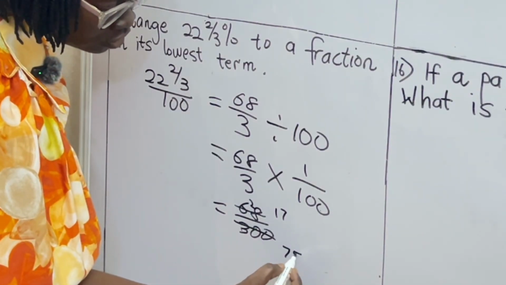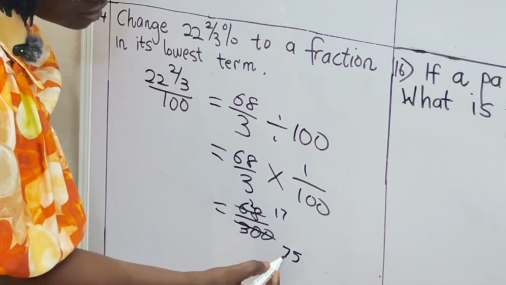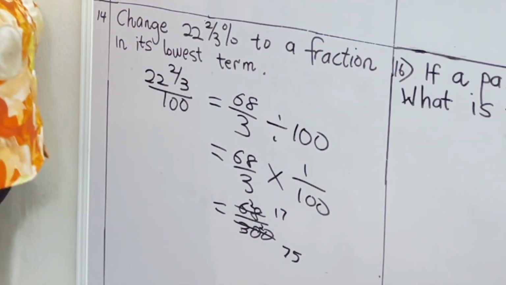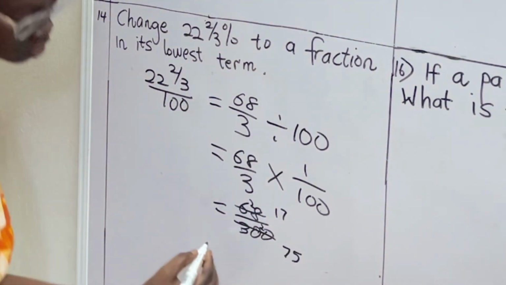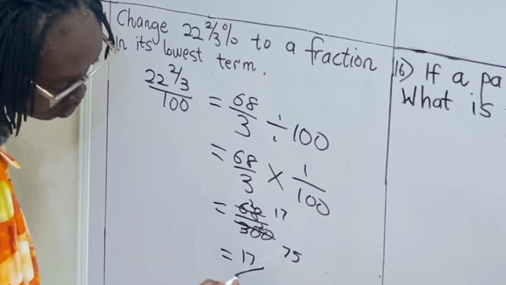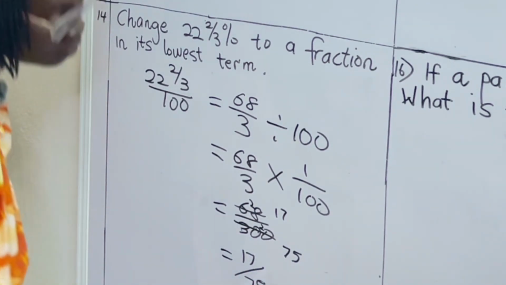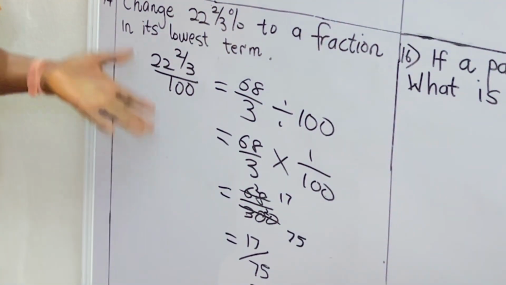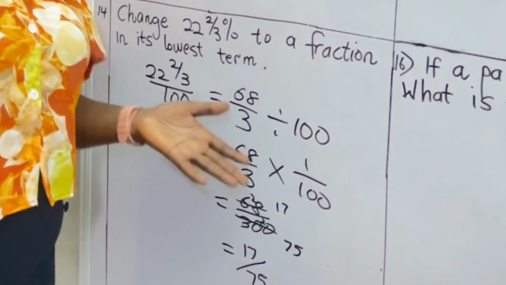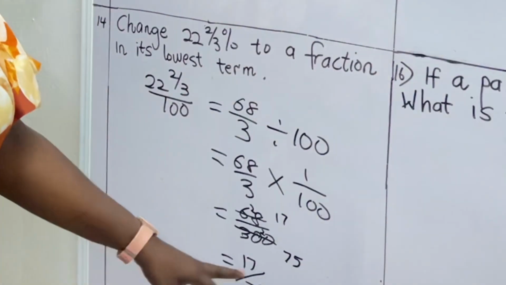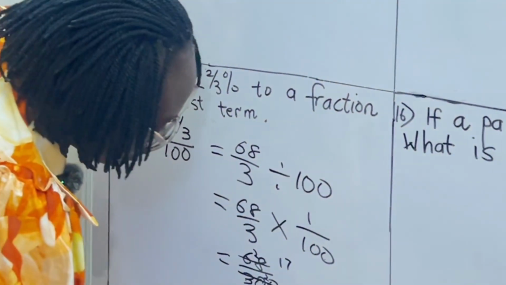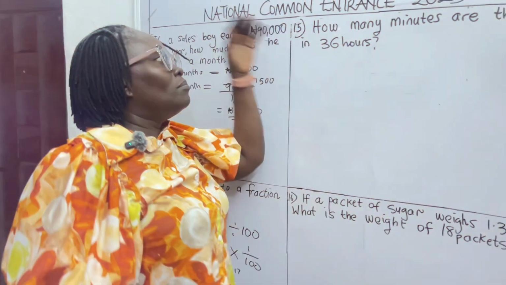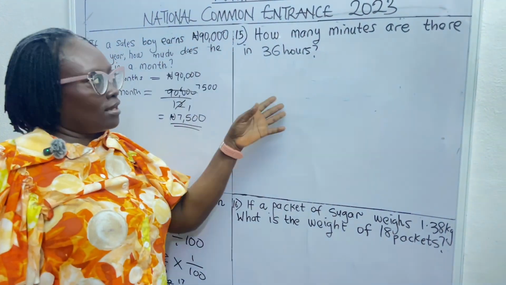Or you can go through the other method and say 4 in 30 is 7. 7 times 4 is 28. You bring 2 here. Then 4 in 20 gives us 5. So our answer is 17/75. That is the lowest term. 17 is a prime number, so you can't divide it by any other number. Remember, we discussed prime numbers the other time. So we leave our answer as 17/75.